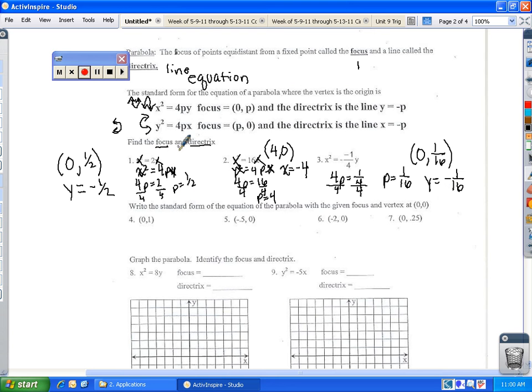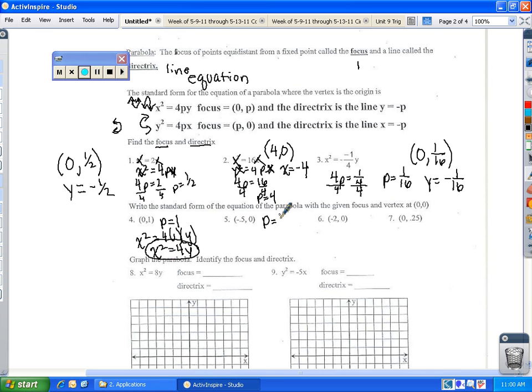Alright, so now to write the standard form, I'm going to have to choose which one this is. If my focus point is at (0, 1), then I know that p is equal to 1. Now, (0, 1) is along the y-axis, so I know that it's going to be an x squared equation. So x squared equals 4 times 1 times y, and 4 times 1 is 4, so x squared equals 4y, and that's my standard form.